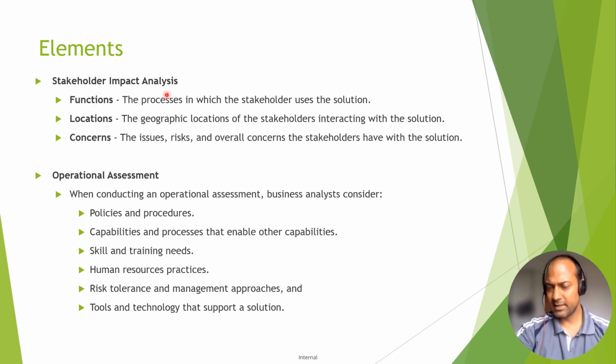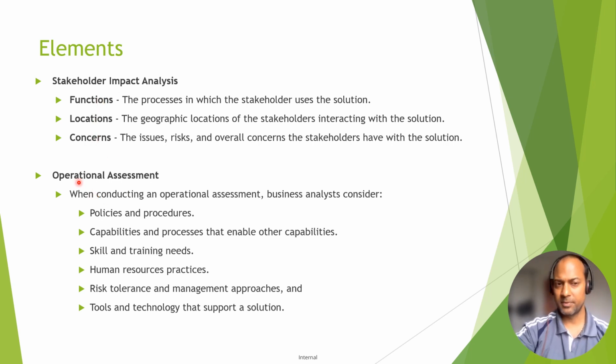Then stakeholder impact analysis. We have to do impact analysis on the stakeholder based on the function, location, and the concerns. So the functions: the stakeholders, the process in which that stakeholder is using the solution. The location: the geographic location of the stakeholder interacting with the solution. The concerns: the issues, risk, and overall concerns the stakeholders have with the solution. So we generally do the impact analysis based on the stakeholder function, location, and the concerns.